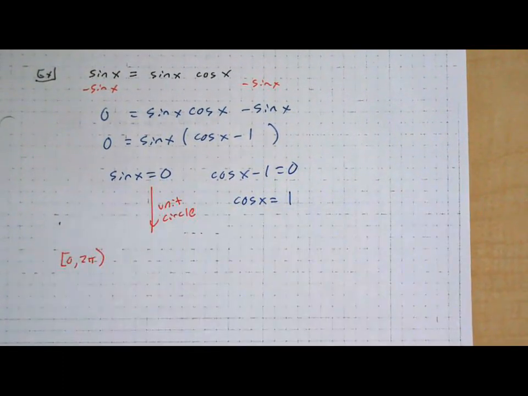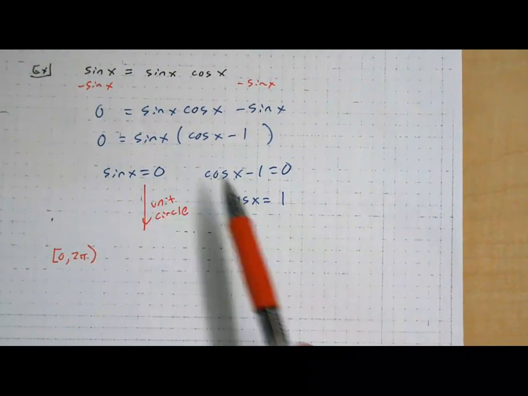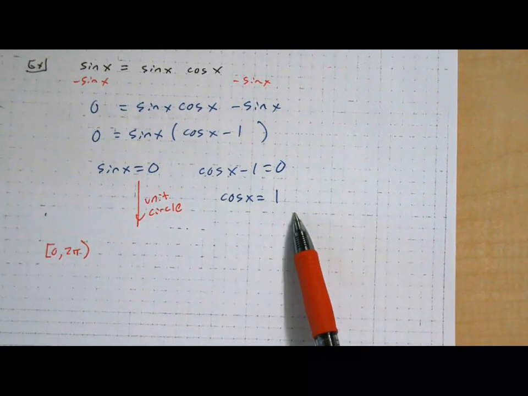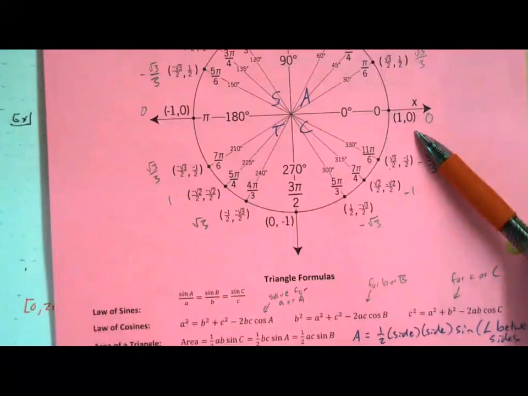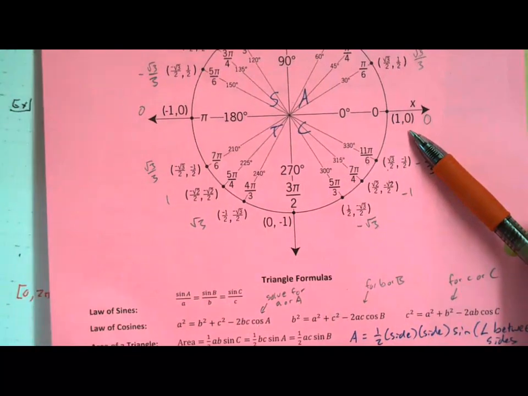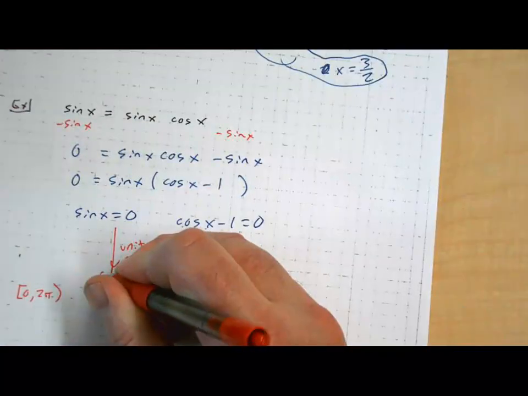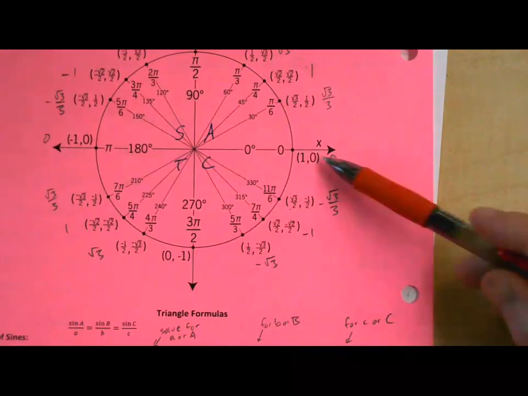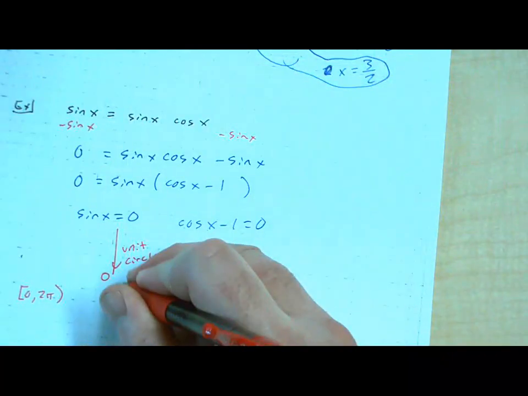So I need to list out all of the angles where either sine is equal to 0 or cosine is equal to 1. I need to find all of them. So looking through, sine is equal to 0 at 0. Right, so 0 is going to be one of our solutions. So at 0, where else is sine equal to 0? At 180 or at pi. So that happens at 0 and pi.